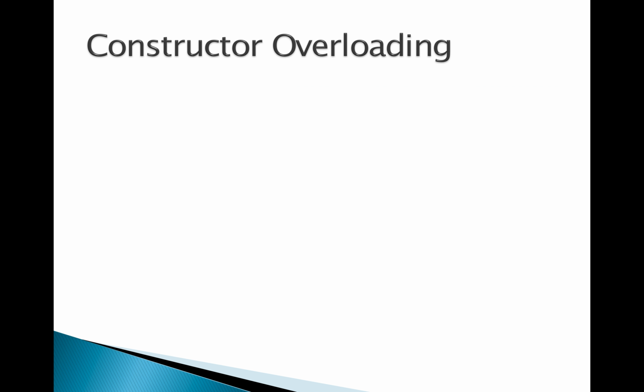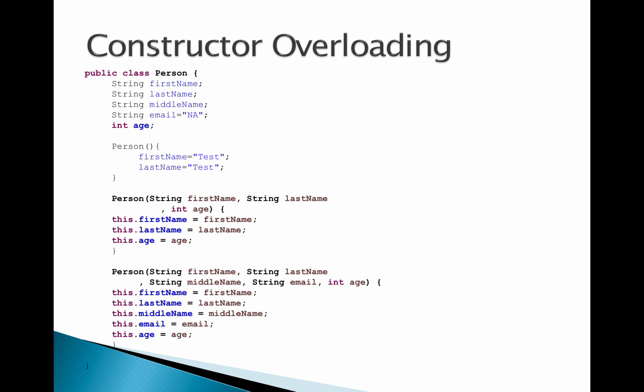Let's see about constructor overloading. It is a very similar concept to the method overloading that we saw in the previous session. So we have a code. If you see the code, there is a Person constructor which is a no argument constructor. There are no arguments to it, and it has first name equal to test and last name equal to test. The second constructor takes three arguments, first name, last name, and age, and assigns them to the instance variables. The third constructor has five arguments: first name, last name, middle name, email, and age, and it is assigning them to the instance variables.